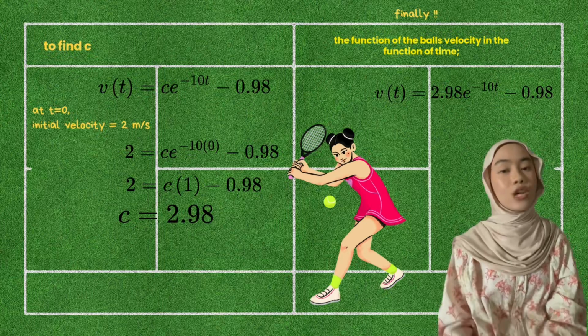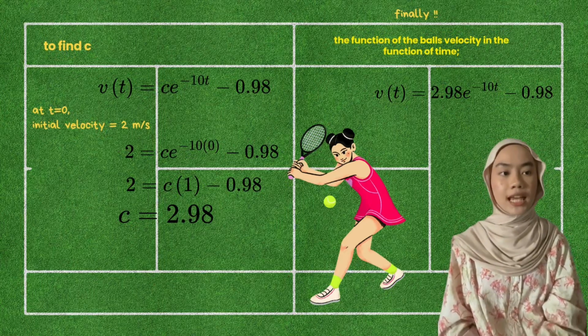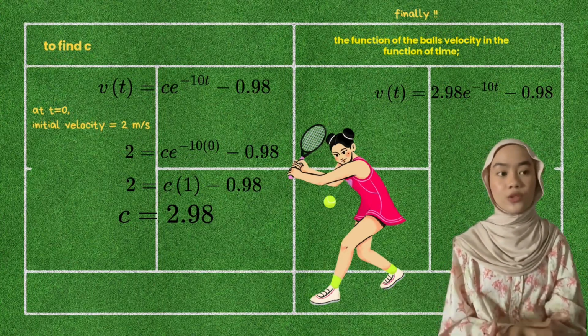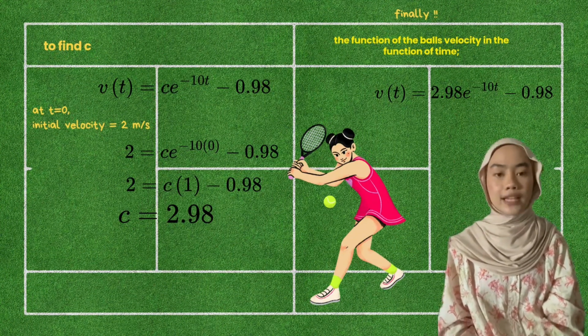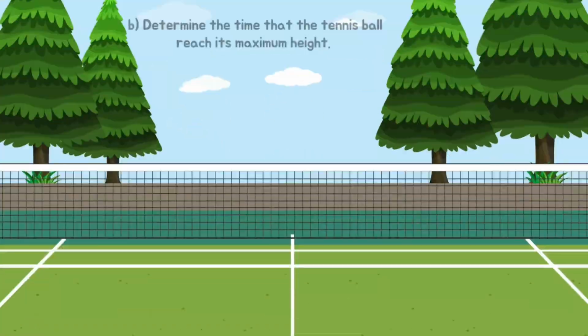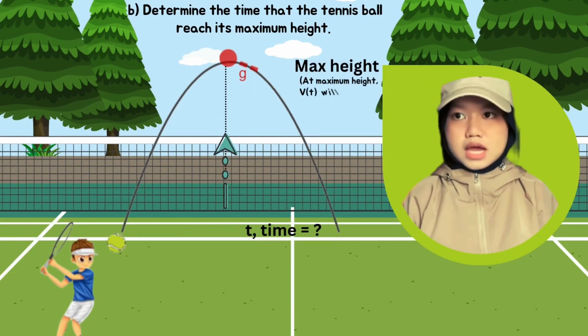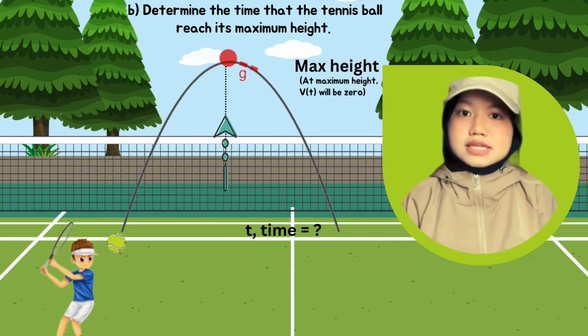Lastly, we substitute the value of c into the equation, and finally, we have developed the function of the ball's velocity as a function of time, which is v(t) = 2.98 e^(-10t) - 0.98. Next, we are going to discuss question B. This question asks to determine the time that the tennis ball reached its maximum height.